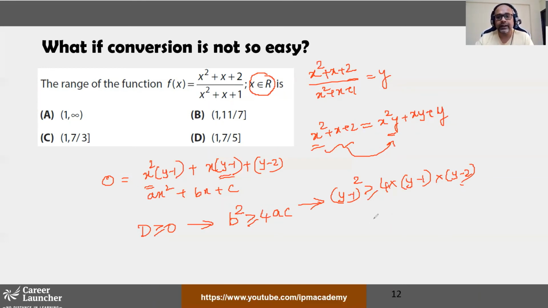So what do I get here? You can write, in fact, don't cancel it. It's a good habit that you don't cancel it. In this kind of question, the best thing is don't cancel out this y minus 1. Make it a habit. Because when you cancel it, you have to make sure that what is getting cancelled is, first, not 0, but it is an inequality.